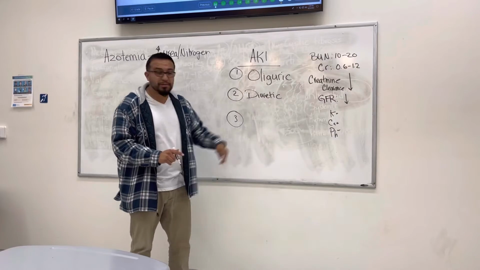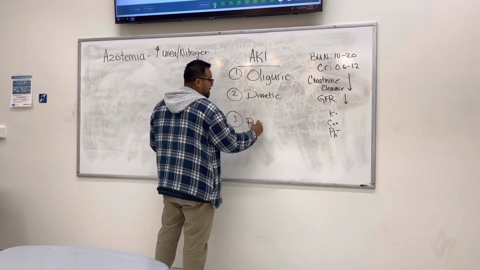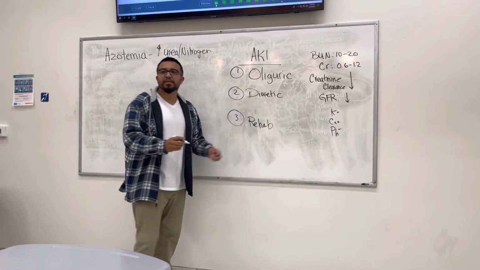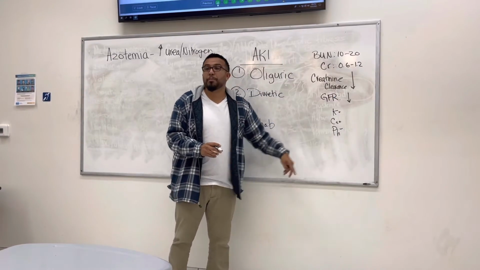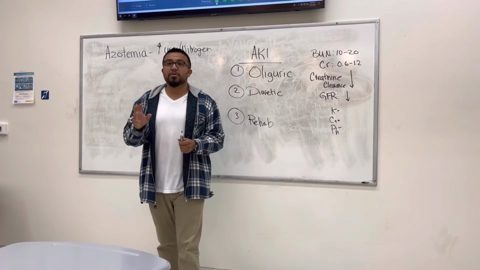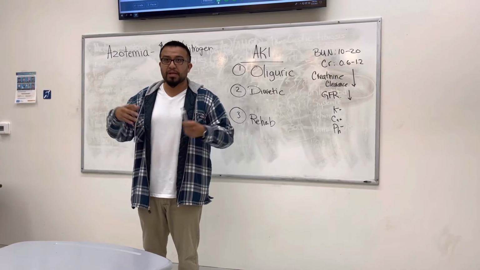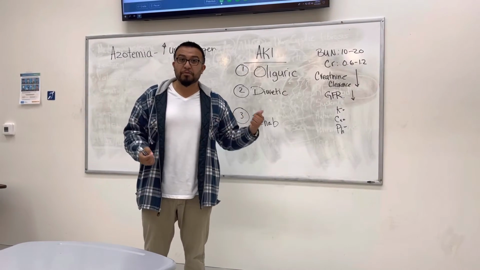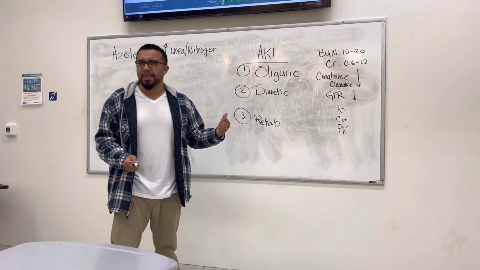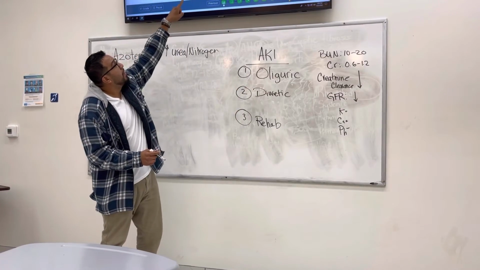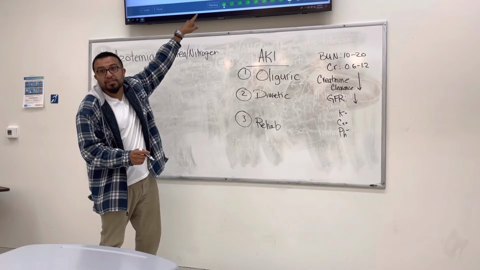That lasts several weeks. And then you have the rehab phase. The rehab phase is when these values go back to normal and your kidneys are now ready to concentrate urine and regulate all of the elements like before the kidney injury. Does that make sense, guys? Mm-hmm. That's acute kidney injury. This is also talking about pre-renal azotemia.